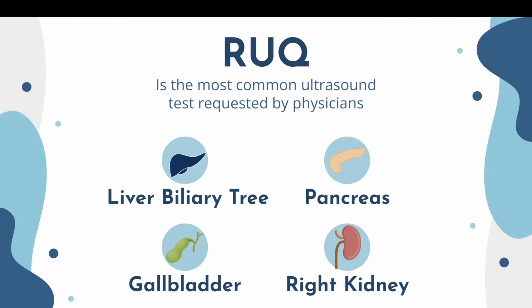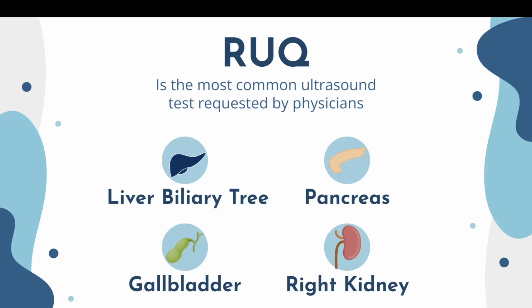So any concern a primary care provider or a specialty provider has, whether they're concerned about liver pathology, gallbladder pathology, pancreatic pathology, anything with the right kidney, the study to order would be a right upper quadrant ultrasound, the most commonly ordered study. Today, our focus will be mostly on the gallbladder. That is our most common order we get via the emergency room, rule out cholecystitis. With abdominal pain, the first diagnosis that jumps to mind is cholecystitis.